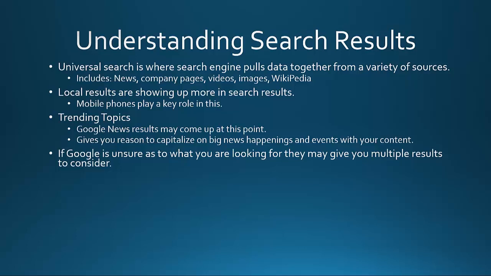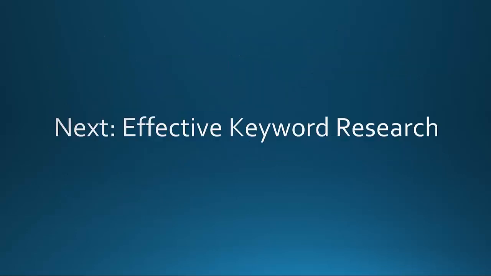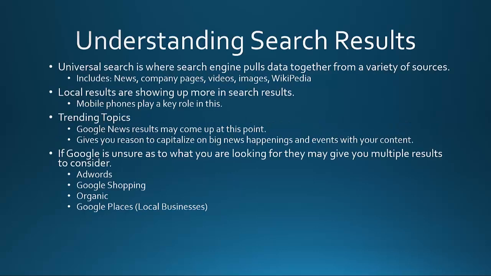stories. If Google is unsure what you're looking for, they may give you multiple results to consider. So you may find that you'll have the AdWords show up, Google Shopping ads might display, organic results, Google Places, like local businesses, will show up. You're going to find all kinds of different things within your searches. You're also going to find news topics come up, and that's if Google's unsure. These are things I wanted to help you understand, because as you do searches, this is how Google's changed a lot more recently.